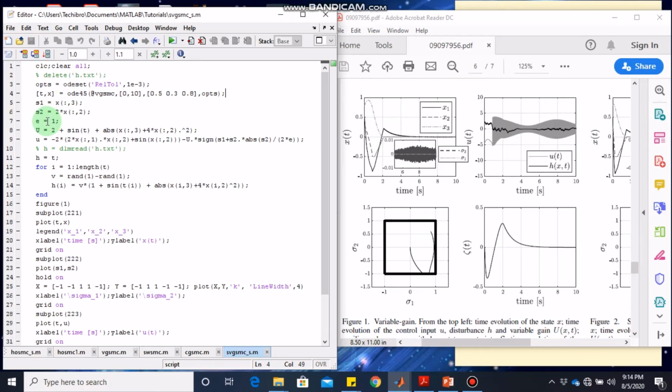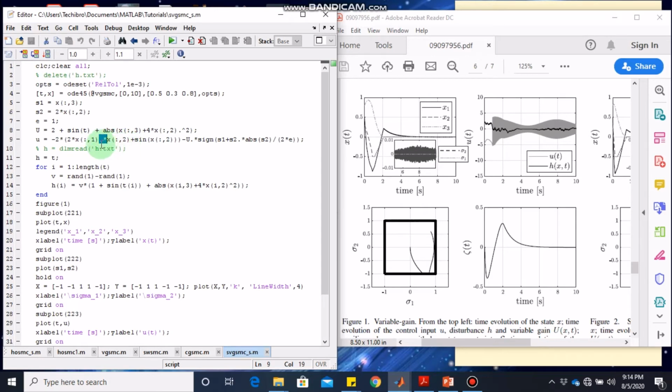E is equal to 1 as before, u is the same, so these equations are the same. The only difference is that now this capital U is a vector which has all the values of x1, x2, x3 calculated from ODE45. So this U is again the same equation, but the difference is that you have all the values of x1. This column means all the values of x1. So when you multiply these, you have to do component-wise multiplication.